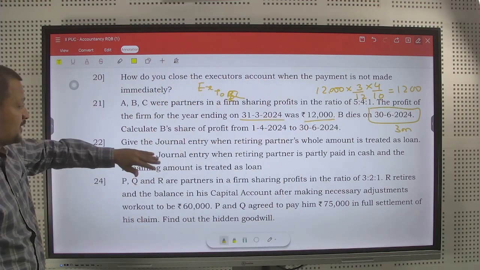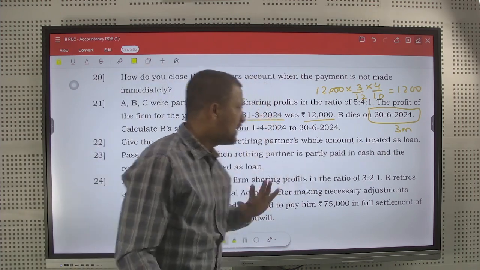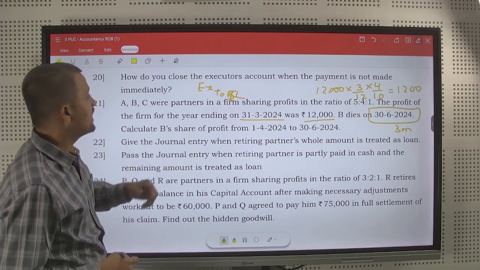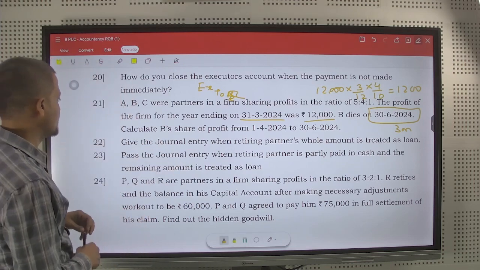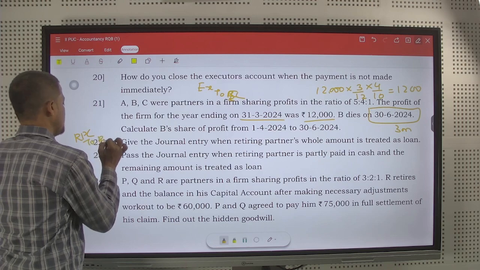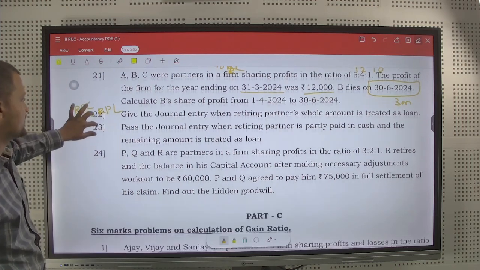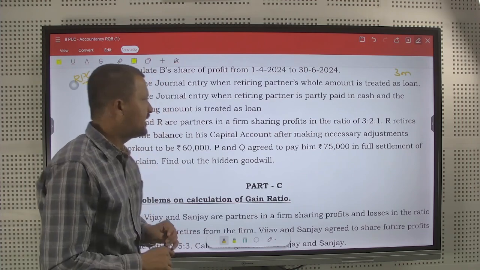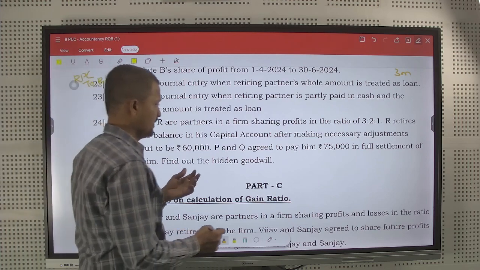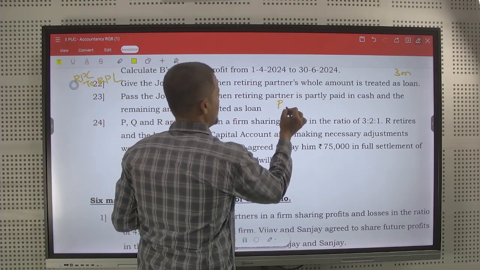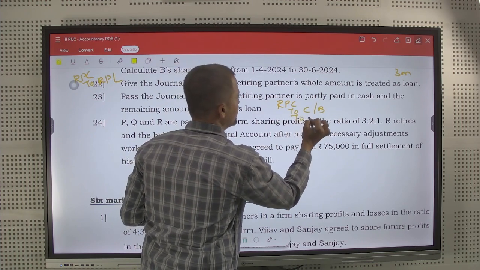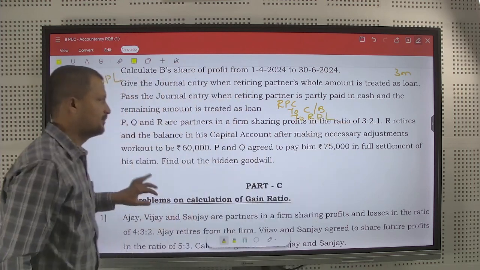Next. Give the journal entry when retiring partner's whole amount is treated as loan. It is same. Oh, it is retiring partner's. Okay, retiring partner's means it will be retiring partner's capital account debit to retiring partner's loan account. Next. Pass the journal entry when retiring partner is partly paid in cash and remaining is treated as loan. So it will be retiring partner's capital account debit to cash or bank, to retiring partner's loan account with the required amount.